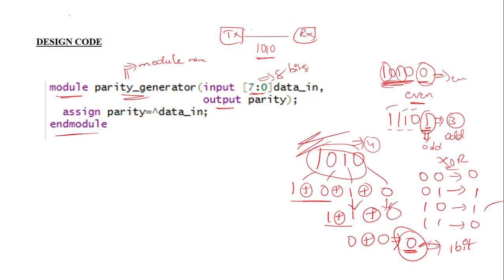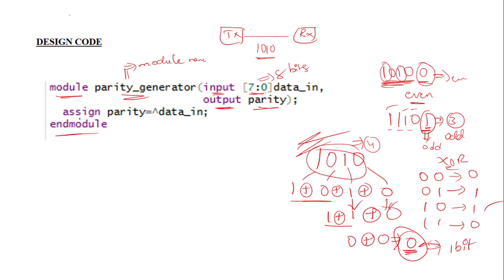Now the output port. What is our output port? Parity. What is the output we get? It is 1 bit, so I represent it with only parity, meaning 1 bit. Outputs are represented by the output keyword and inputs are represented by the input keyword. Now we can close the braces and end the line.